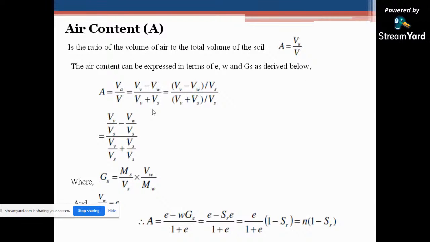Air content, again, is given to you. I think this we'll do in the next class, because it is quarter to 11 and your next class will start at 11 o'clock.